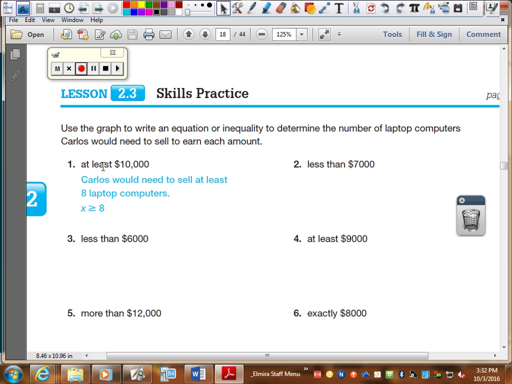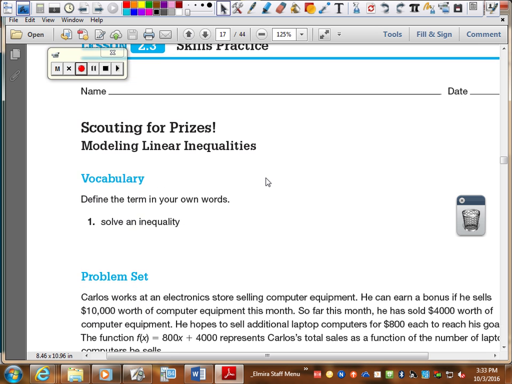Carlos would need to sell, first one, at least 8 laptop computers. Alright, so guys, basically we're looking at the graph to answer these questions. Okay, so number 2 says he's going to sell less than $7,000 worth of computers. Okay, so let's go back up and look at that.